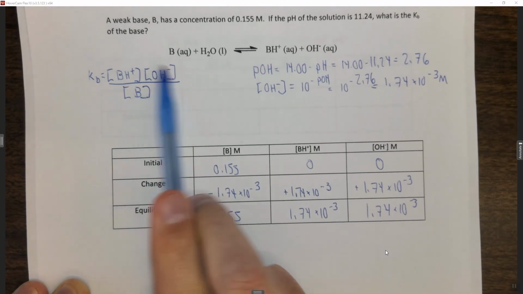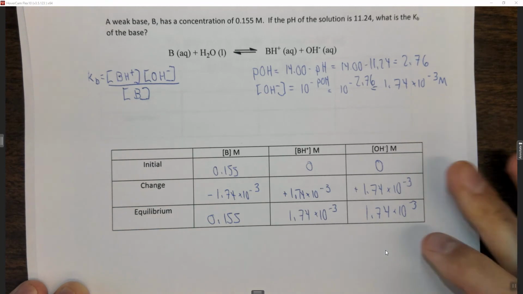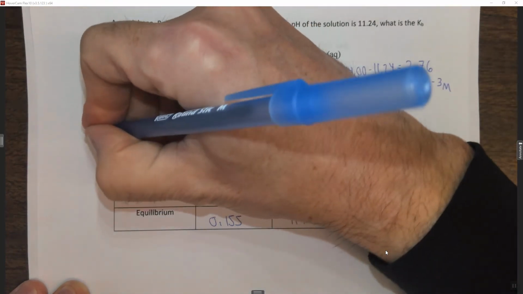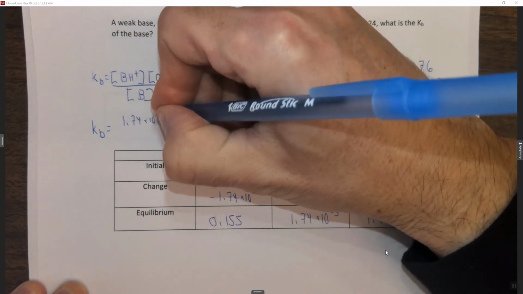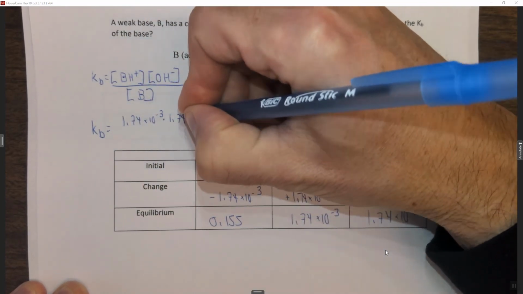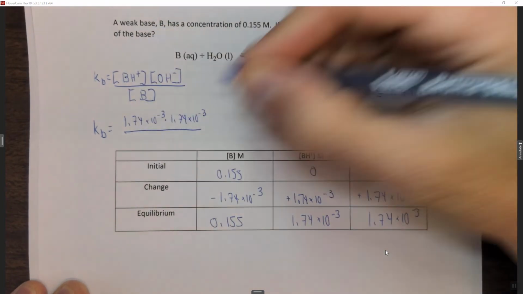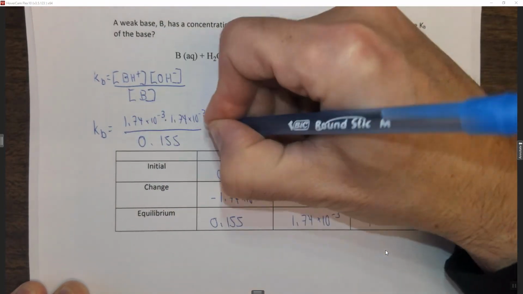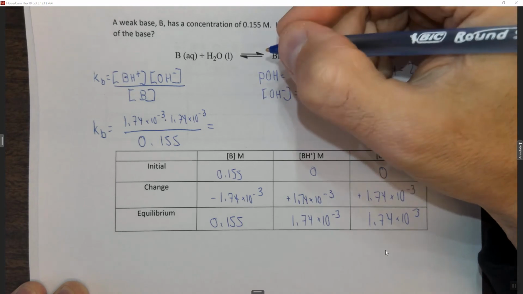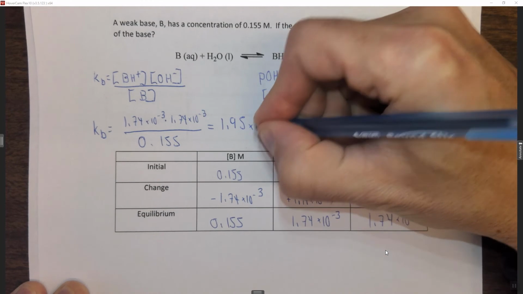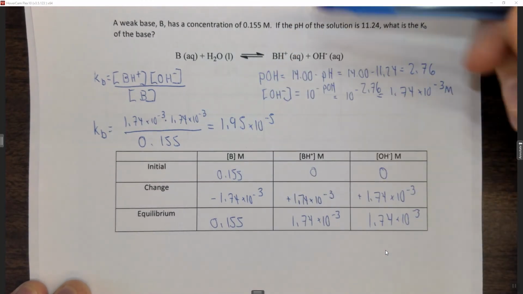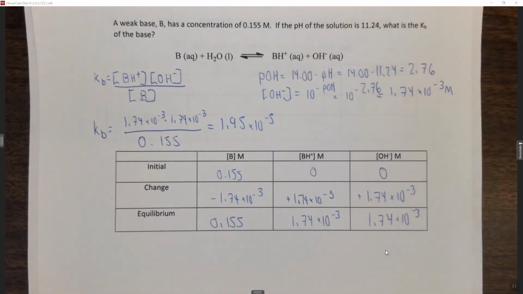Well, now we know all the things in the equation, so we can simply plug in. So the Kb is equal to 1.74 times 10 to the minus 3 times 1.74 times 10 to the minus 3 divided by 0.155. And when you do all that math, what you end up with is 1.95 times 10 to the minus 5 as the Kb of this weak base B. So this is how we would find the Kb of the weak base.